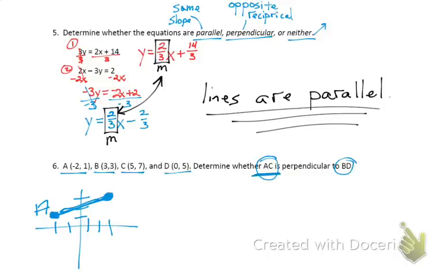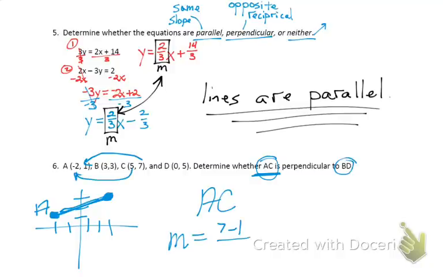I'm going to first find the slope of AC by doing the slope equals, and now I go back over here to my ordered pairs and I just do my subtraction like you would finding slope of anything. I'm going to subtract A from C, so I'm going to say 7 minus 1 over 5 minus negative 2, so 5 plus 2. So the slope of AC is, what is that, 6 over 7? So the slope of AC is 6/7.